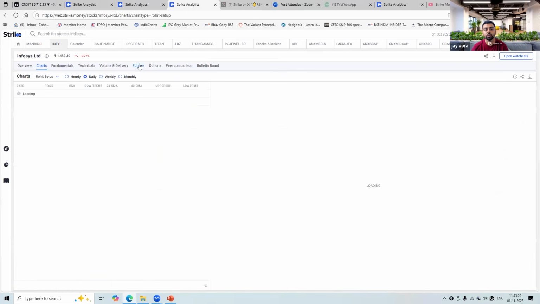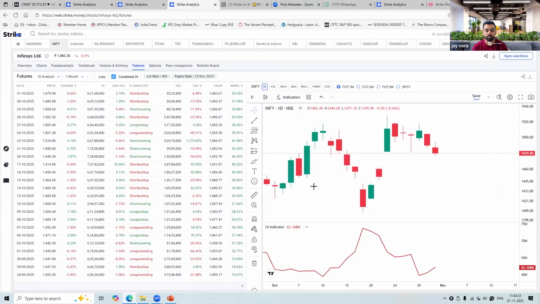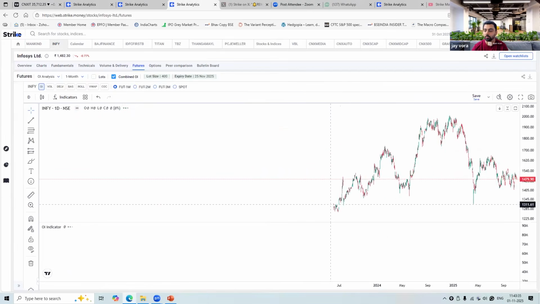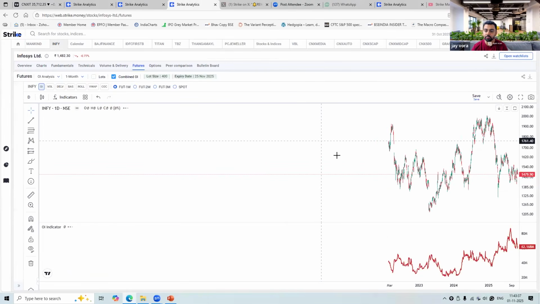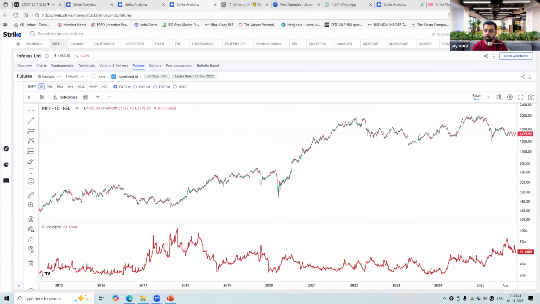So I'll show you in Infy, this has happened a number of times. You will see over here, the open interest was very low.